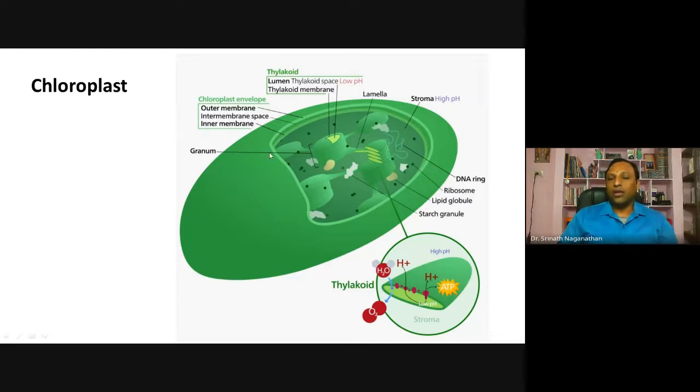Inside them, the slimy or moving material which is present like a matrix is called the stroma, which is of high pH. They have their own DNA ring which is present inside the stroma. They have ribosomes, lipid granules, and starch granules which are present.